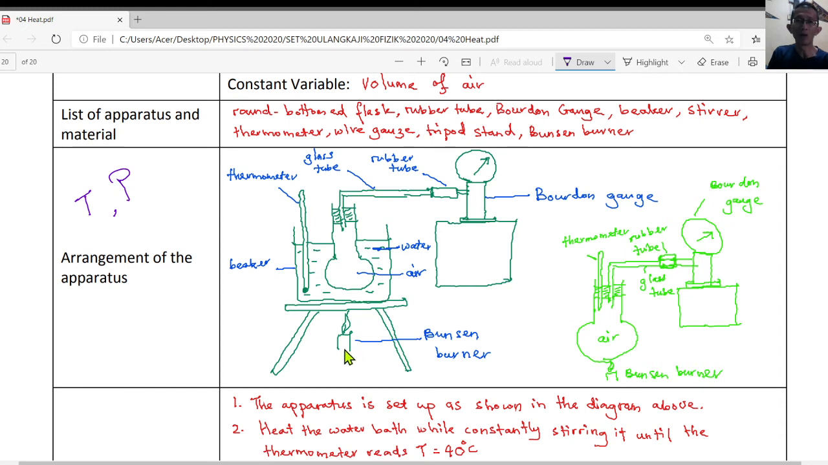I have my Bunsen burner here. This Bunsen burner will heat the water, and then this water bath will heat the air inside this flask. Follow? So the pressure inside here will be increased and it will be read by my Bourdon gauge. From this apparatus setup, I can now list my apparatus.